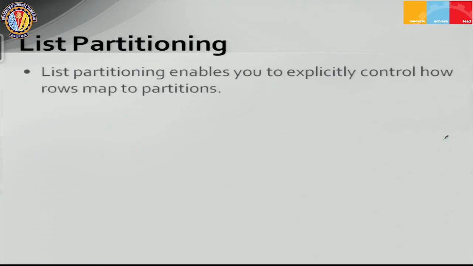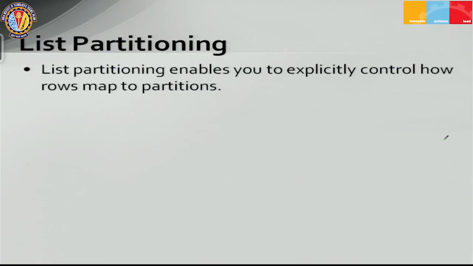Now comes list partitioning. List partitioning enables you to explicitly control how rows map to partitions. In hash and range partitioning, you don't have control. You just give a criterion, and based on this the partitioning algorithm distributes the rows to partitions. But in list partitioning, you can actually control which rows go where.